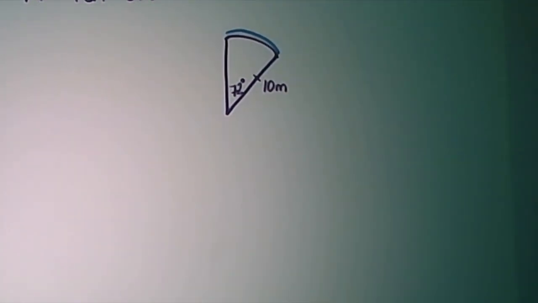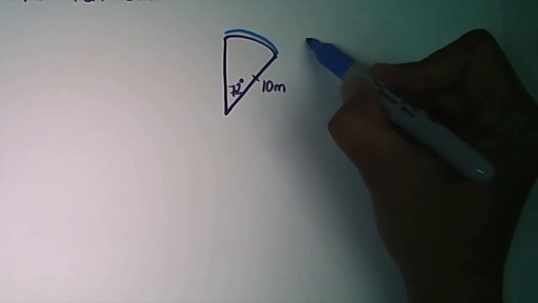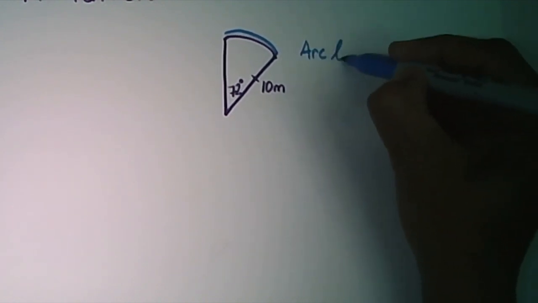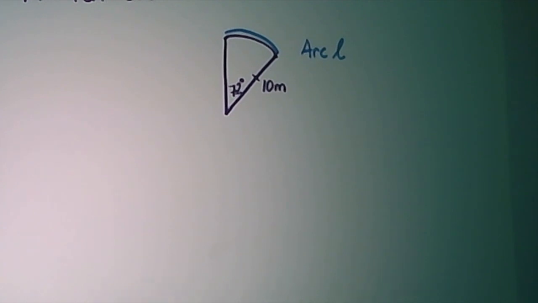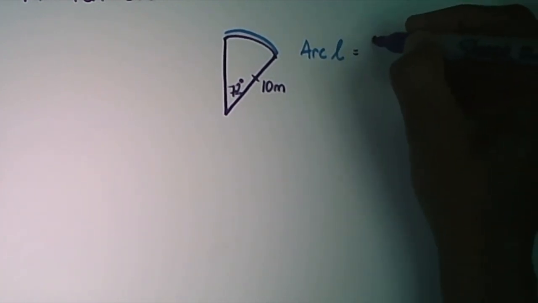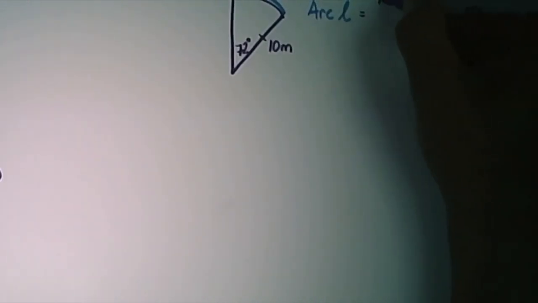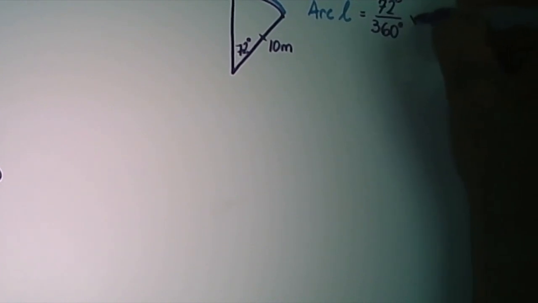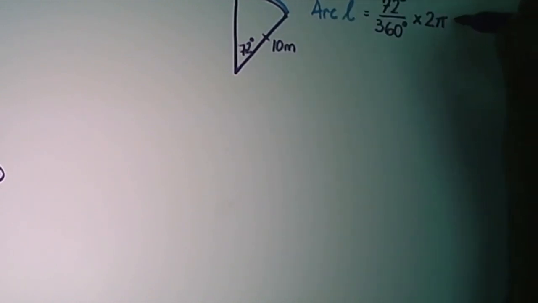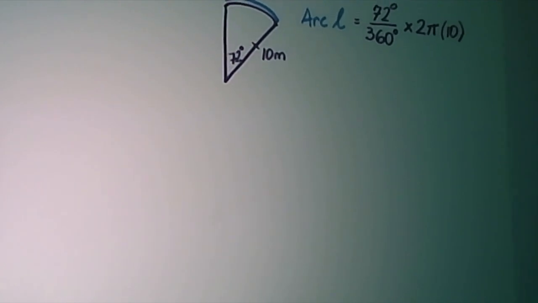that arc length. Remember, last time we said if I want to find an arc length, I need to do a special formula. So this time I've got my theta, which is right here. My theta happens to be 72 degrees, which is a piece of my whole circle. So it's a fraction of the circle times 2 pi, what's the radius that was given? 10 meters.